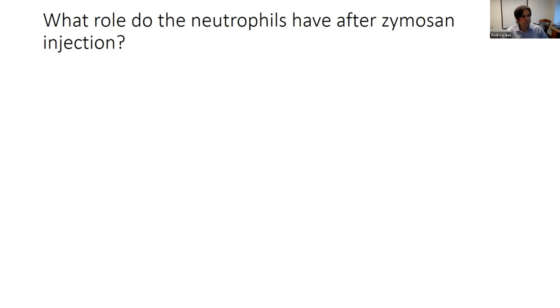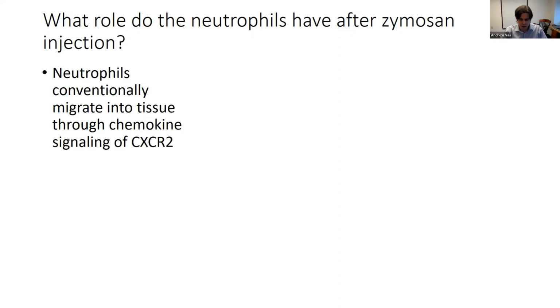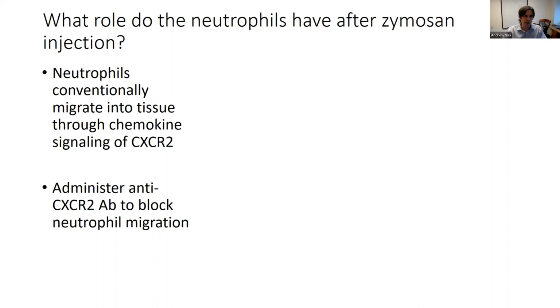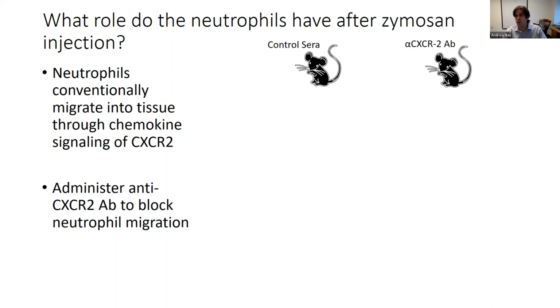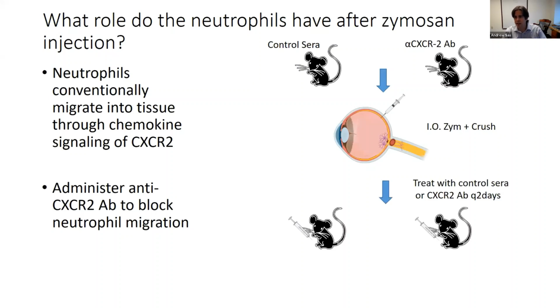And so the thing that everyone needs to know is that neutrophils conventionally chemotax into an inflammatory space using the chemokine receptor CXCR2. And so we developed an anti-sera against CXCR2 to inhibit neutrophil migration through that pathway into the area. And so we split our mice into groups. They either received the control sera or the neutralizing sera against CXCR2. These mice underwent the optic nerve crush. We injected the Zymosan. I then treated the mice IP with either the control sera or the anti-CXCR2 and followed them out to look at regeneration.